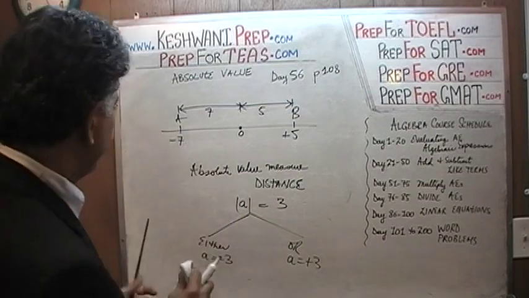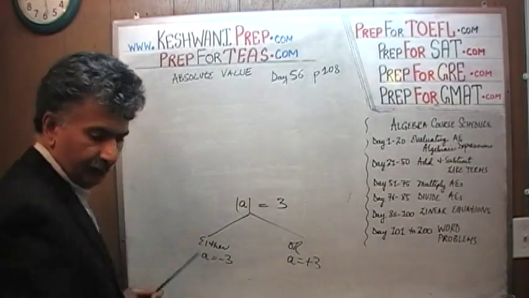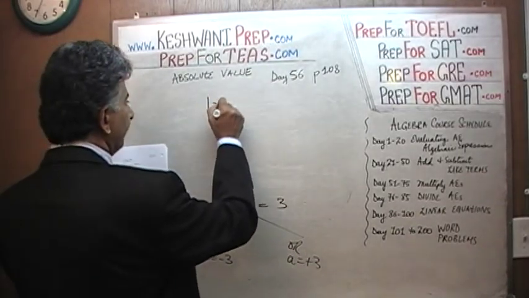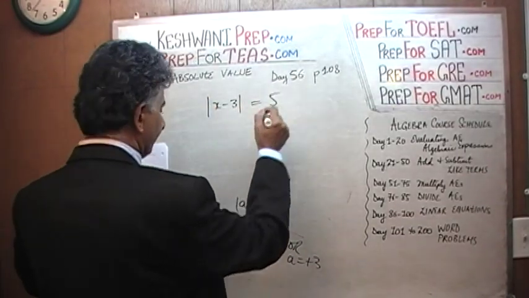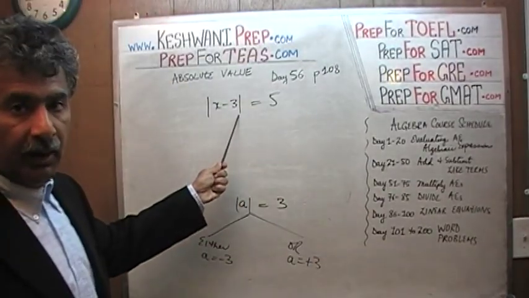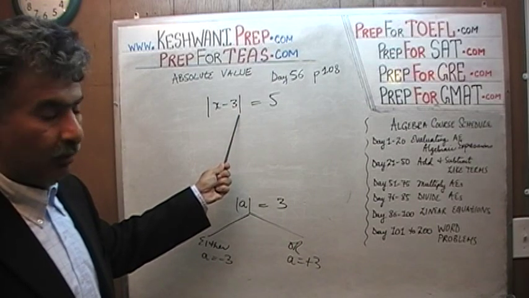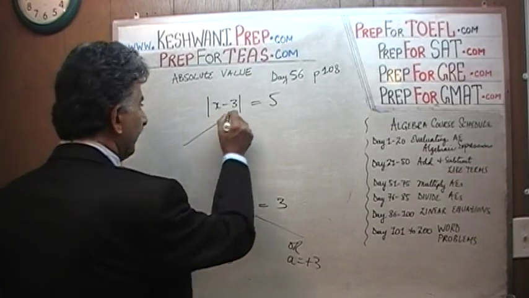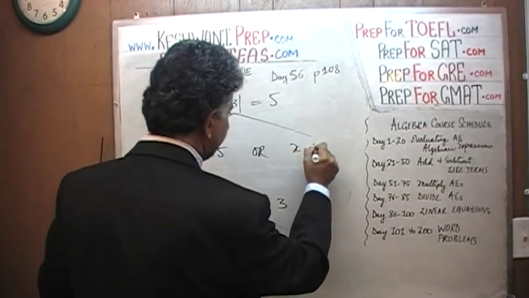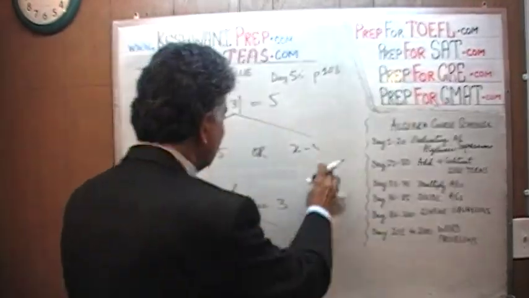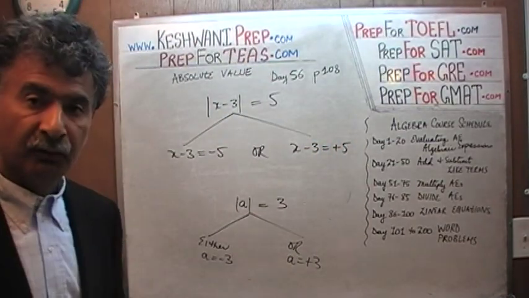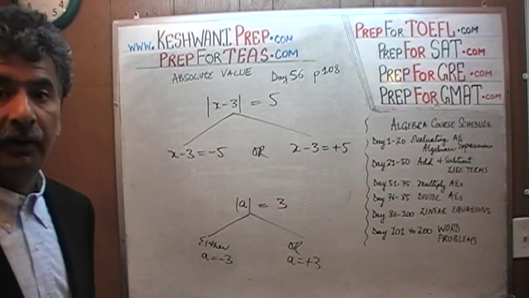Let's do the first problem, shall we? The first problem tells us that the absolute value of x minus 3 is equal to 5. Now, just like here, all we know is that from this statement, all we can ascertain, all we can surmise, all we can gather, all that we can infer from it is that x minus 3 is either equal to negative 5 or x minus 3 is equal to positive 5. One or the other. There is nowhere for us to tell. And now we solve for x, and we'll find two different values of x.